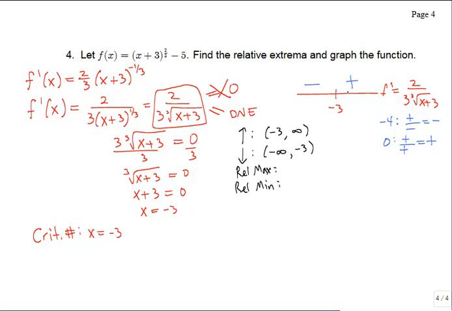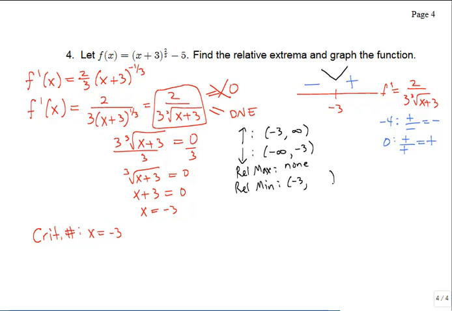If we look at our sign changes, I'm negative on the left, so that means I have to fall, and I'm positive on the right, so I have to rise, which means right at -3 we have that little dip, which is a minimum, and that's the x value, -3. Since I only had one critical number and it was a min, then I must not have any maxes.